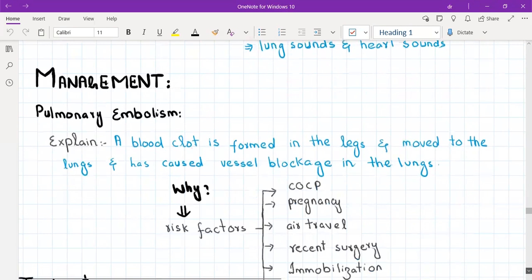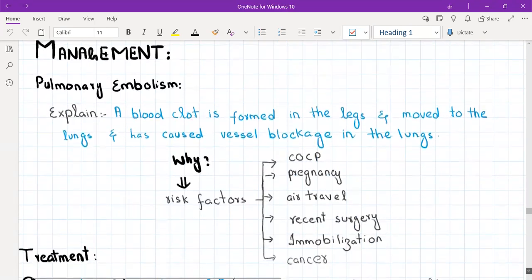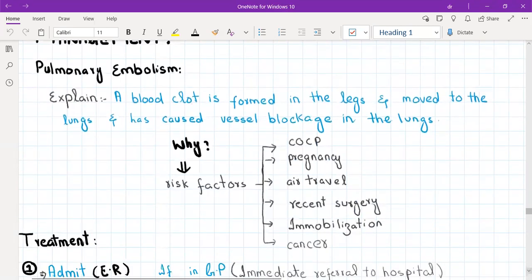So for example, your patient has pulmonary embolism and he is presented with shortness of breath. And upon history taking, he tells you that he also has some chest pain, and there is leg swelling that appeared 1 day or 2 days before the chest pain and shortness of breath. And maybe the patient has one of these risk factors, okay? So you establish the diagnosis of pulmonary embolism.